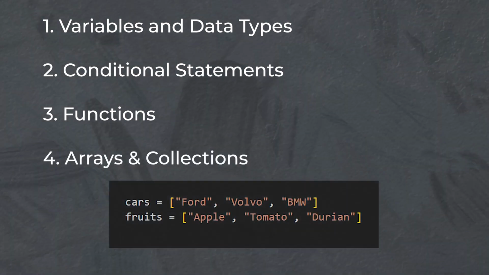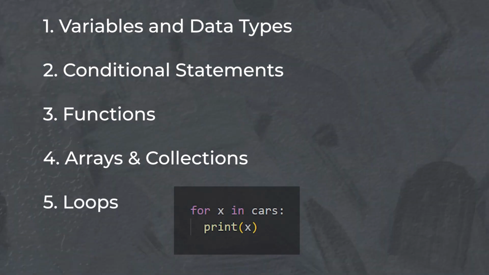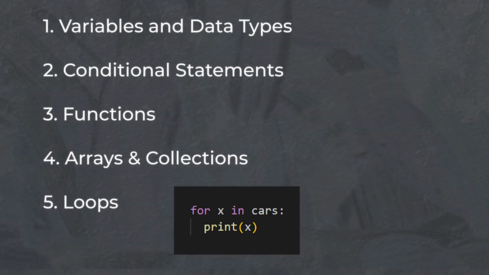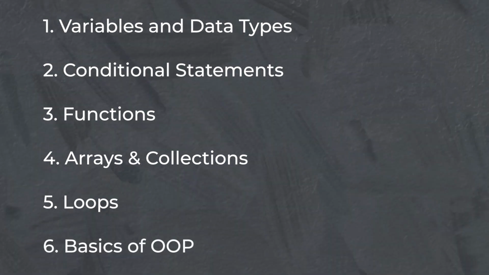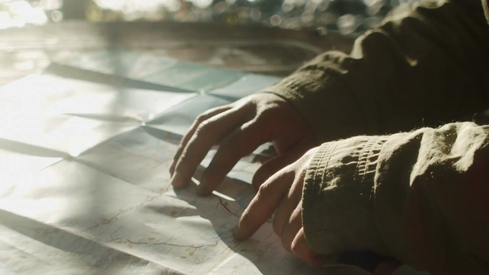Fourth, focus on arrays and collections. Fifth, focus on looping through these arrays and collections. And lastly, learn the basics of object-oriented programming. If you have these things under your belt, you know the basics about coding, and it should help you to get started. So now you know what to learn.